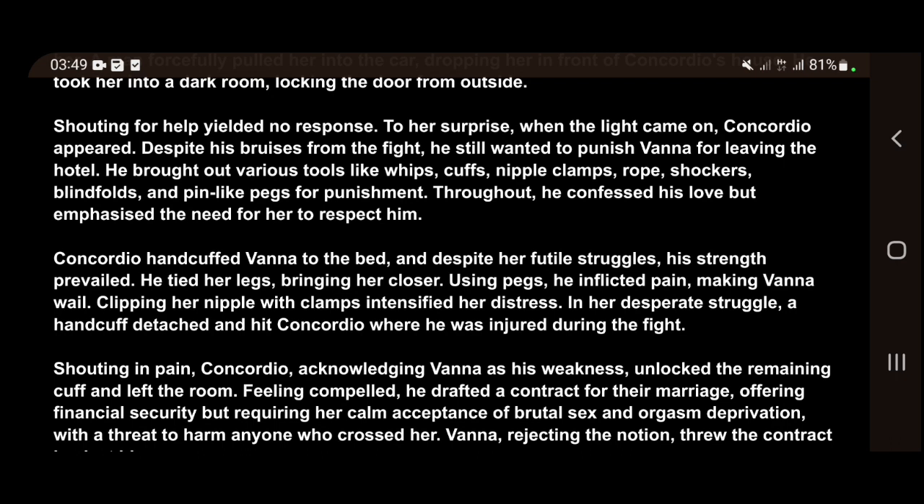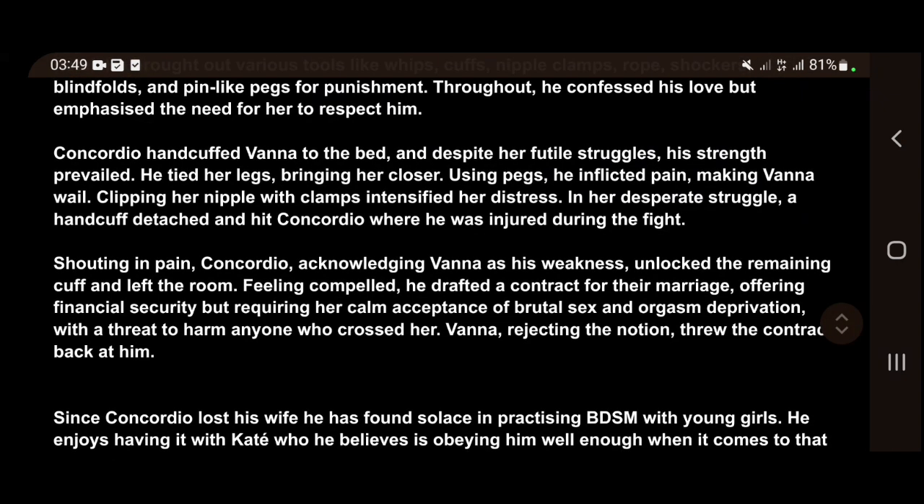He brought out various tools like whips, cuffs. Okay, read from your screen. Okay. Throughout, he confessed his love but emphasized the need for her to respect him.